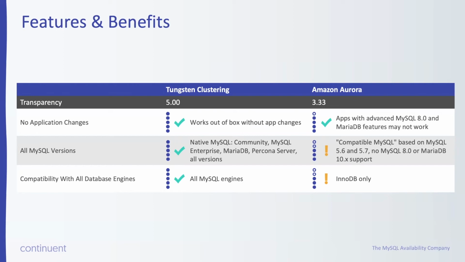And what versions are supported? Tungsten Clustering: MySQL community, the enterprise version, MariaDB, Percona Server, all versions. You can even mix versions if you'd like. Amazon Aurora is based on MySQL 5.6. Most 5.7 features are supported, but not really MySQL 8.0 or MariaDB 10 support. And Tungsten Clustering is compatible with all database engines. So if you're still using MyISAM or you have some other ones out there that you're using, it's compatible. Amazon Aurora supports InnoDB only. And we'll see a lot of other competitors that are doing this too. They're dropping support for some of the other MySQL database engines.